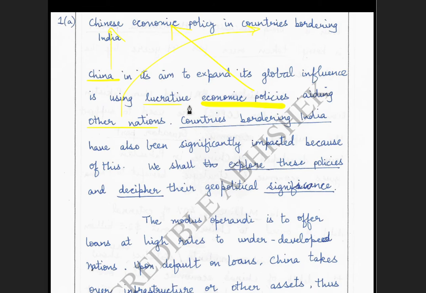And this word lucrative, this is your actionable word which I taught you previously. You have to write an actionable subheading. This is your actionable word. What kind of economic policy? Lucrative economic policy.